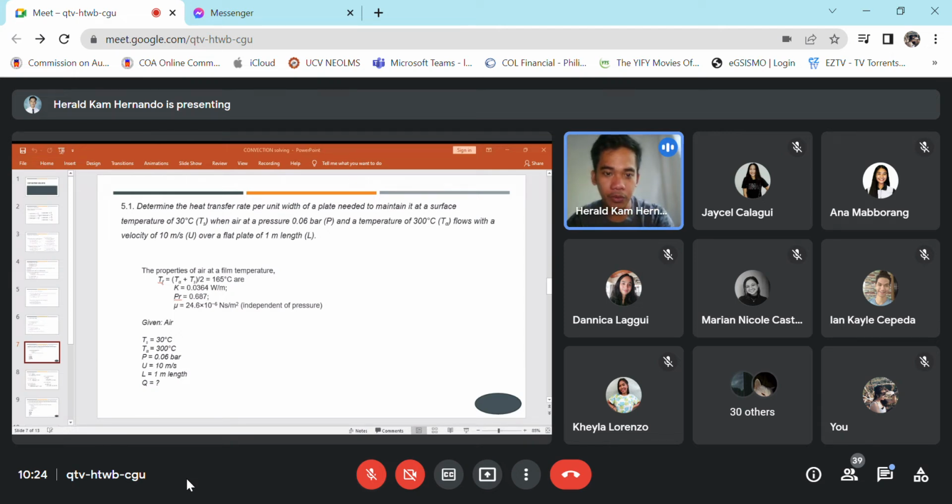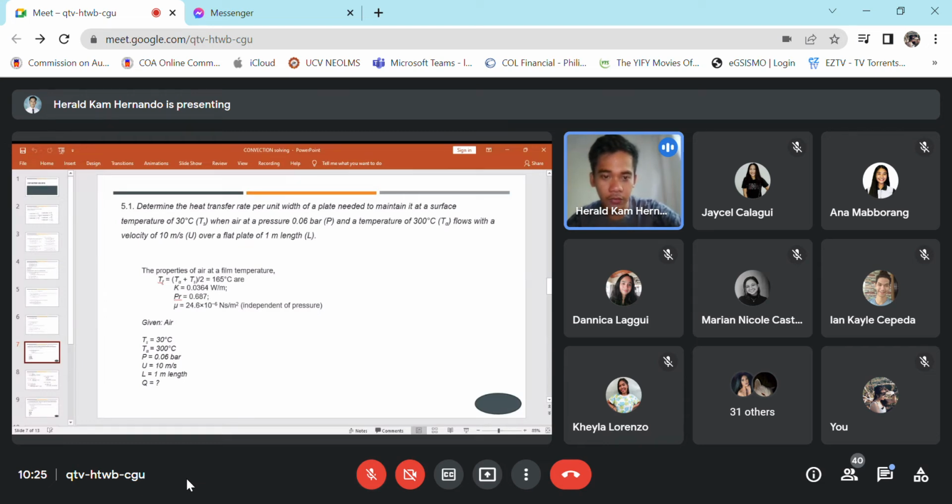This is per unit width, whereas conduction is per unit length. But convective heat transfer here has a specific length. We are given air and the film temperature. We go back to Newton's law: Q is equal to hA times Ts minus Tf.